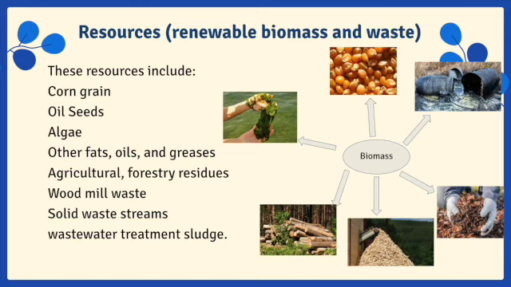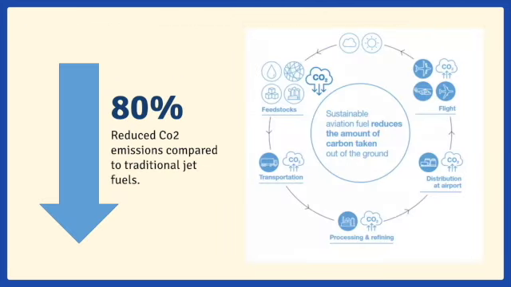aviation industry. Also, producing SAF from wet waste like sewage sludge reduces pollution pressure on watersheds while also keeping potent methane gas, a key contributor to climate change, out of the atmosphere. On average, SAF can reduce CO2 emissions by 80% compared to traditional jet fuels.